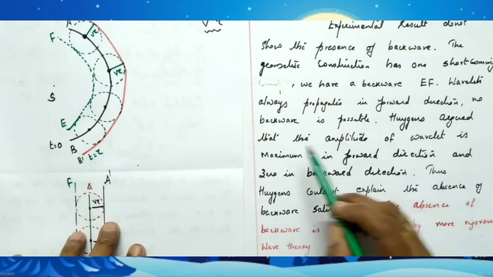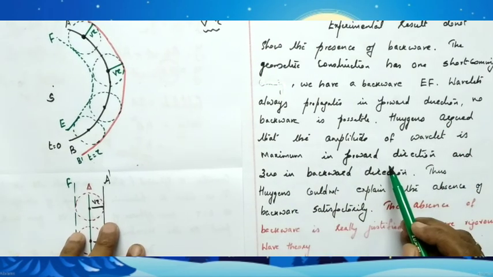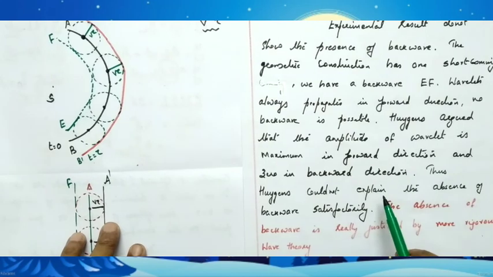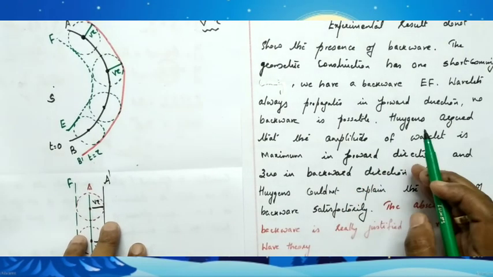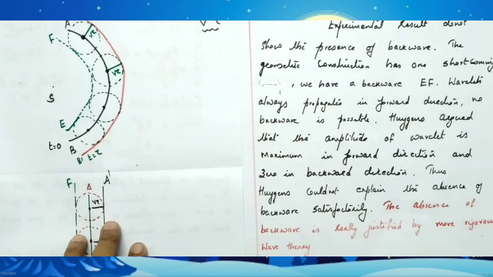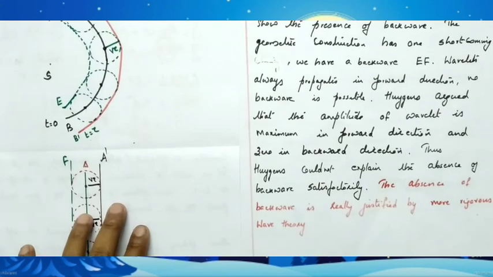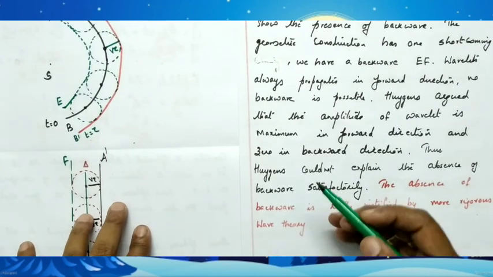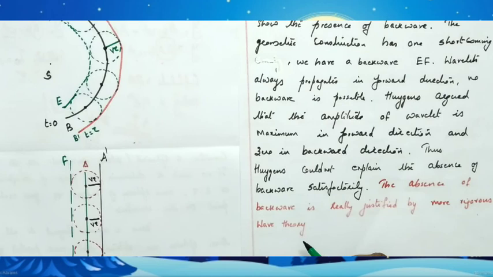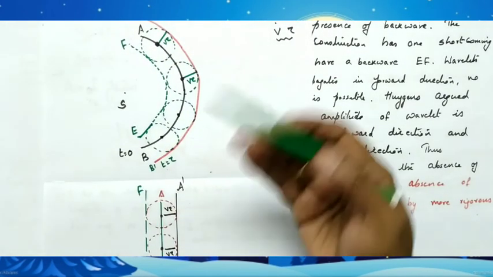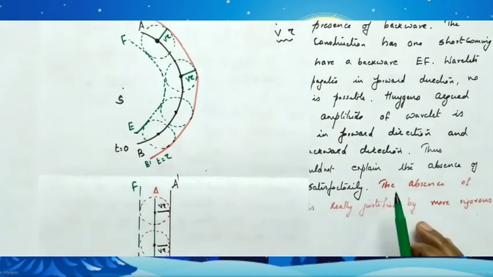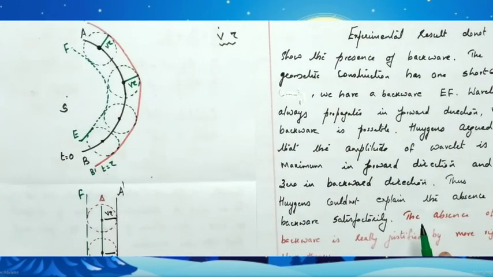Thus Huygens argued that the amplitude of the wavelet is maximum in the forward direction and 0 in the backward direction. Thus Huygens could not explain the absence of the back wave satisfactorily. He just argued that the amplitude is maximum in the forward direction and 0 in the backward direction, but he could not explain the reason behind that. The absence of the back wave is really justified by more rigorous wave theory. Highly advanced wave theory could easily explain why the amplitude is 0 in the backward direction. Huygens could not explain, but highly advanced wave theory could explain. So that is the main limitation of Huygens' principle.